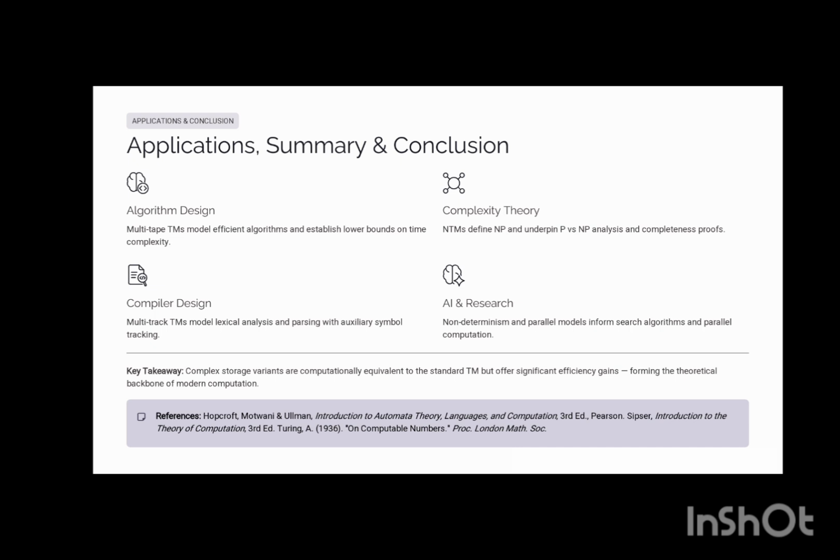To summarize, we explored 5 complex storage variants: standard, multi-tape, multi-track, multi-head, and non-deterministic Turing machines, all computationally equivalent to the standard Turing machine but differing in efficiency. These models bridge abstract computation theory with practical computing architectures.